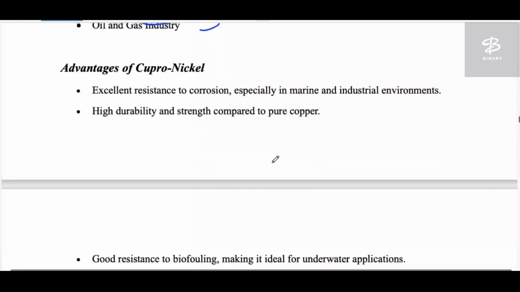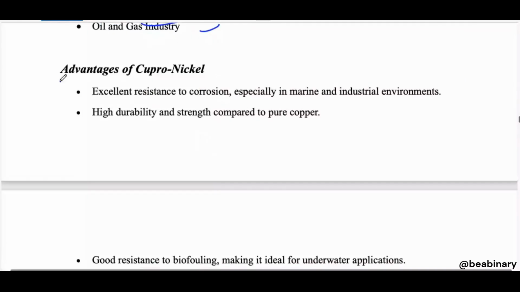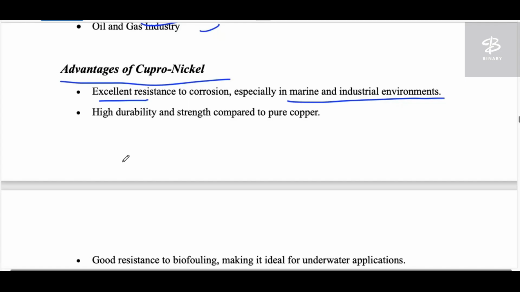Now, the advantages of the copper nickel. So, excellent resistance to corrosion, especially in marine and industrial environments. So I mean, lots of the materials that we have discussed all have corrosion resistance, but in different areas they are good. Suppose some are for harsh environments, some are for normal environments. So they all are having different conditions.